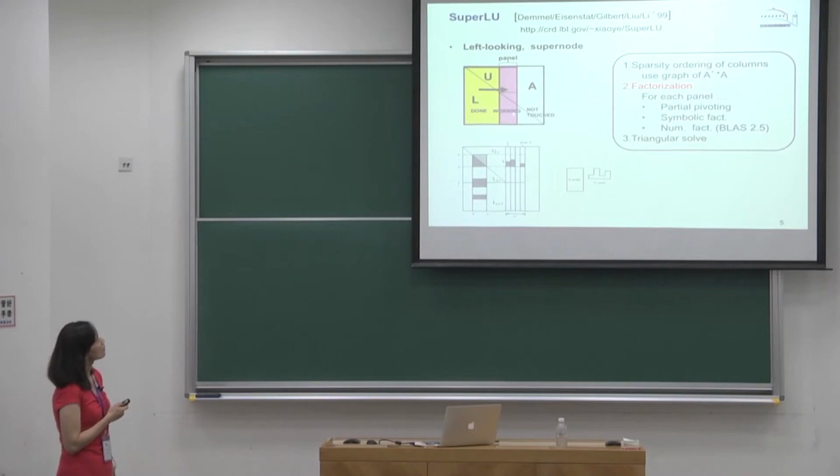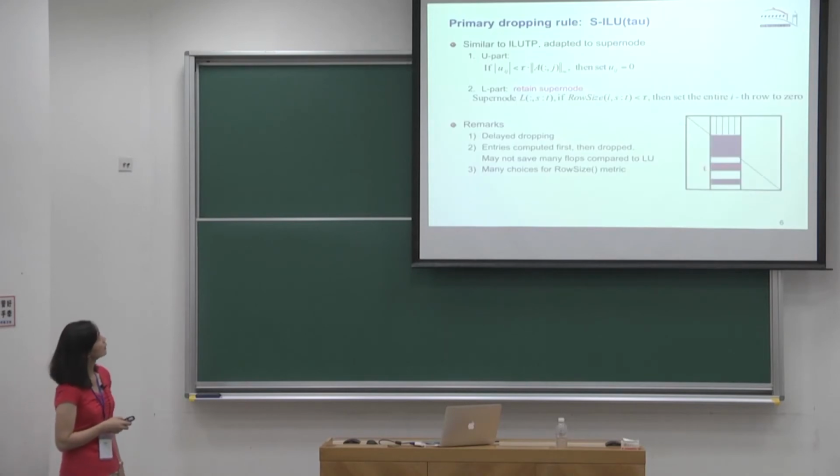So here is your current panel. Everything here is done. Everything here is not touched. And the factorization algorithm is, for each panel, we do the partial pivoting here, okay? And then do the symbolic factorization to determine the nonzero pattern of the current panel. Then do the numerical factorization. It can be high-level BLAS operation. And then in the end, the triangular solution. So that's the picture of one supernode updating one panel. And in the memory, they are stored sequentially like this. So you can pad some zeros here to do GEMM, okay?